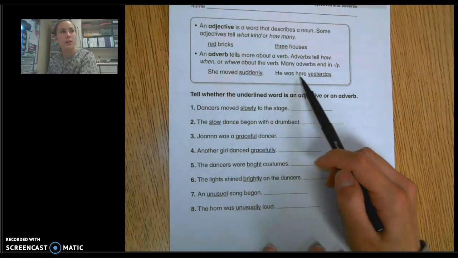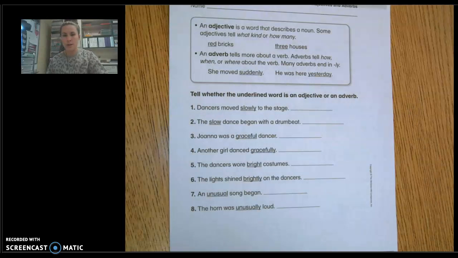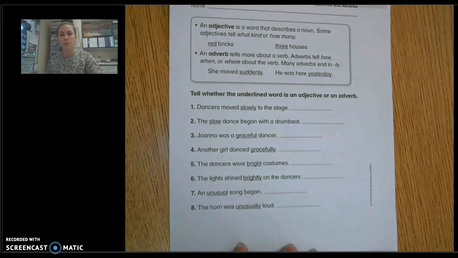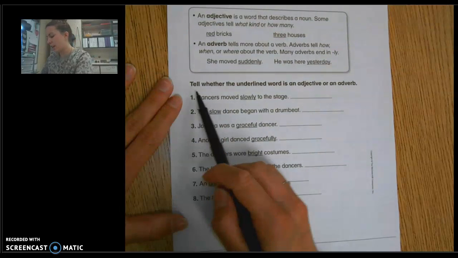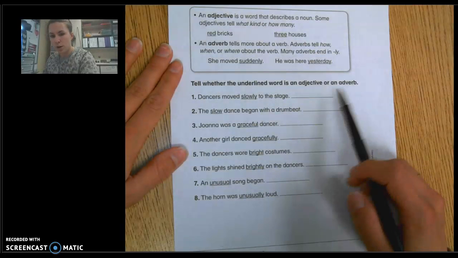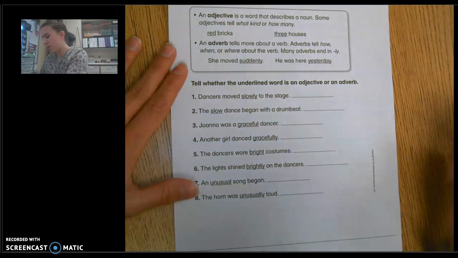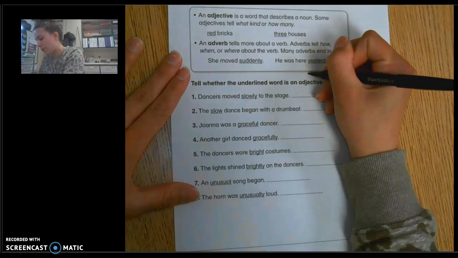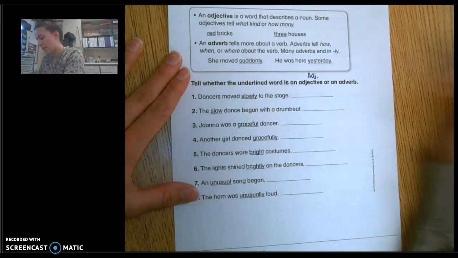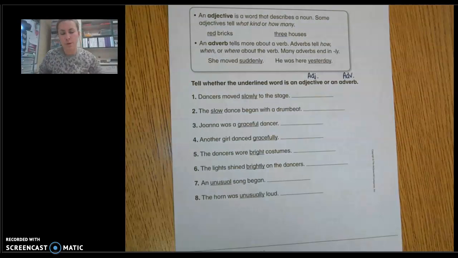This one says he was here yesterday. So yesterday is our adverb because when was he here? He was here yesterday. So in the sentences below, you're going to tell whether the underlined word is an adjective or an adverb. On the line, you need to just write adjective or adverb. And if you want to abbreviate, you may. For adjective, we abbreviate with ADJ. For adverb, it's ADV. So if you want to write abbreviations for these, that is fine.